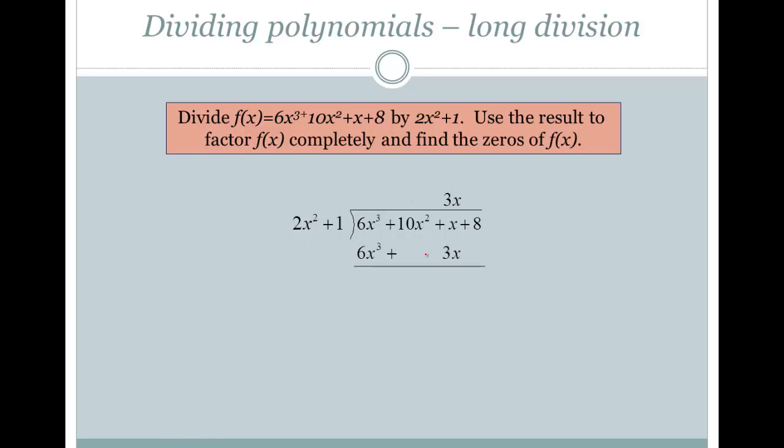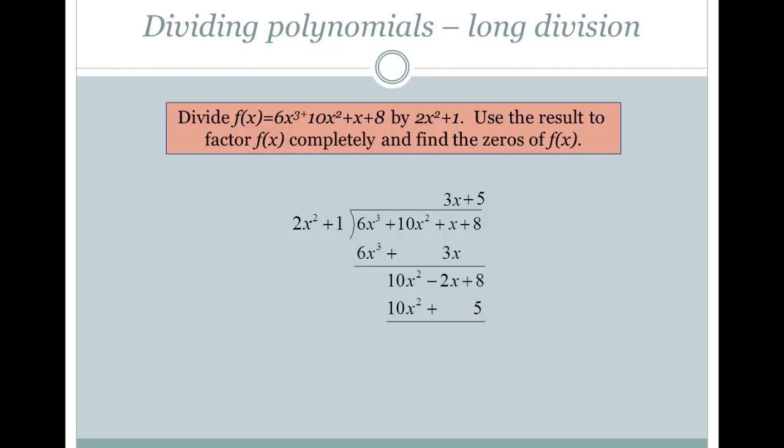I don't have anything here, but I want to line things up carefully. And then again, I'm going to subtract. I'll get 10x squared minus 2x plus 8. Next step is, what do I multiply 2x squared by to get to 10x squared? And that's simply 5. If I multiply through, I get 10x squared plus nothing under this column plus 5.